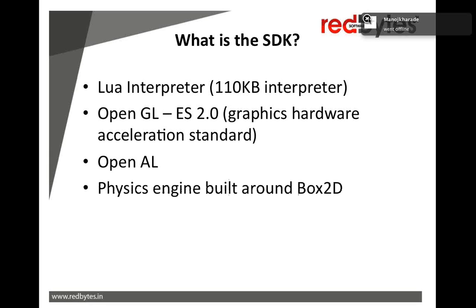There is a physics engine built into the Corona SDK, which is built around Box2D. This physics engine makes it easier to write games. Things like simulating gravity, detecting collisions, motion of objects, velocity, applying force to the object, all this becomes very simple with the physics engine.